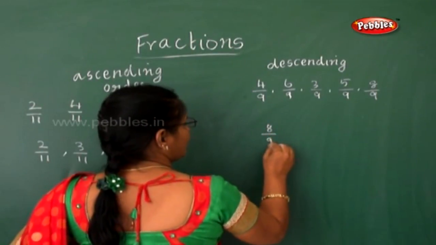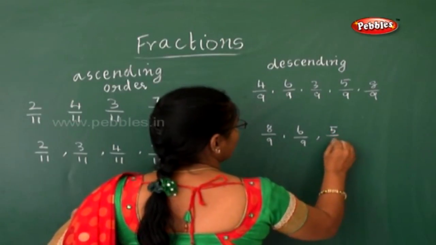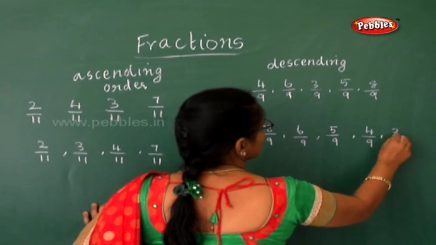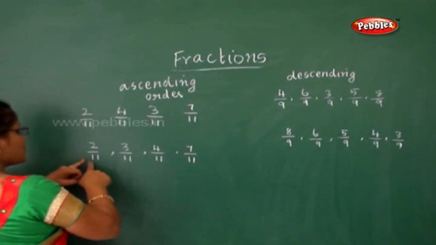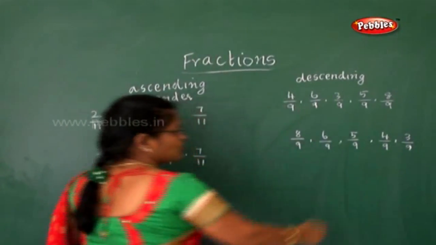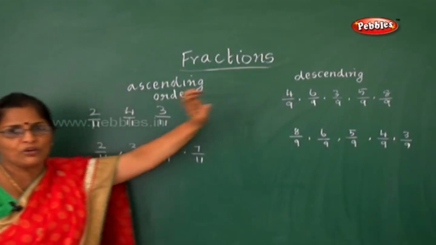8 by 9. Next is 6 by 9. Next is 5 by 9. Next is 4 by 9. Next is 3 by 9. So again I will tell you, ascending means from small to big. In descending it is big to small. So this is how you will do the fractions in ascending order and descending order.